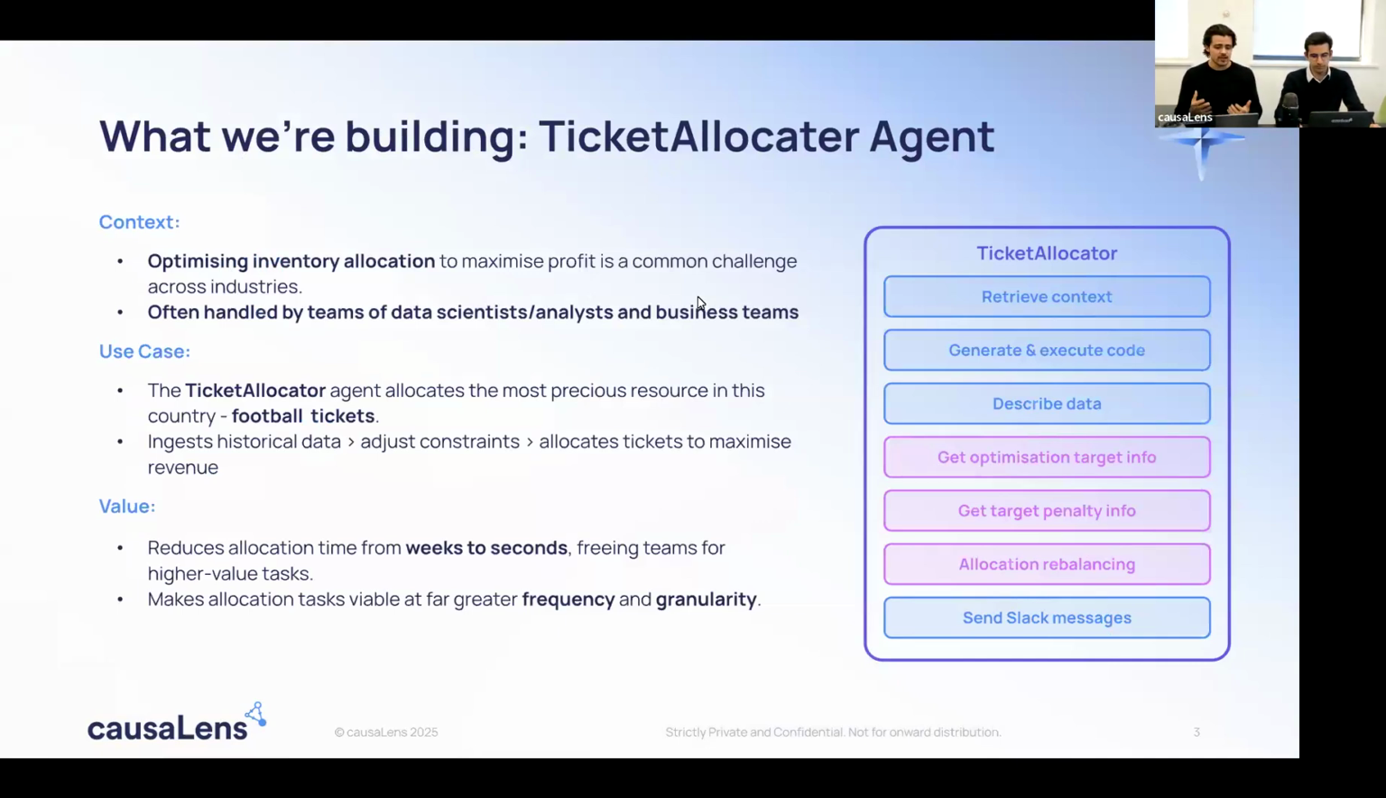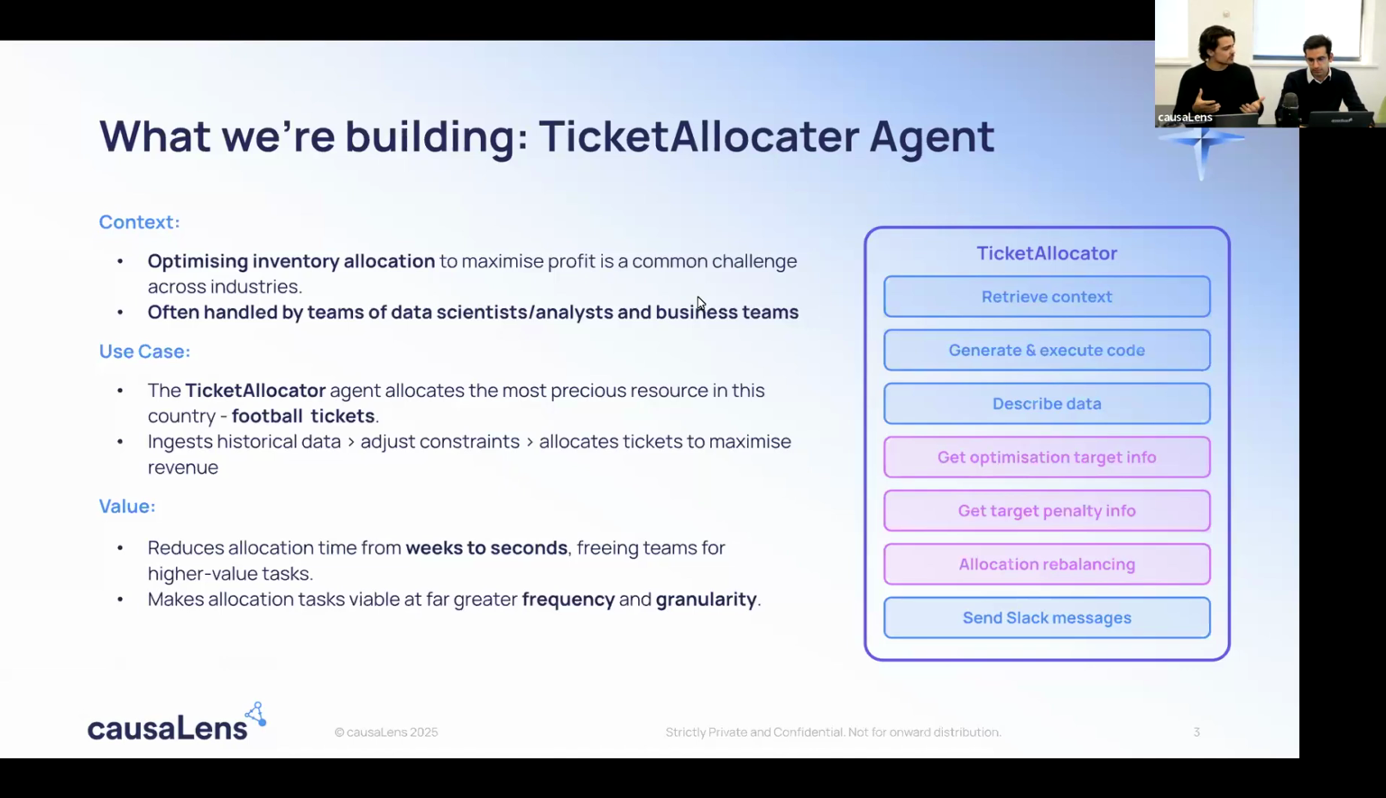Wonderful. So jumping into the use case that Darko mentioned, we're going to be building the ticket allocator agent. What we found through a customer engagement that we have is that optimizing inventory allocation is a really common challenge across industries. What we mean by optimizing allocation is that could be inventory of a certain good, or a volume of something. And you really want to optimize these things and prioritize a certain metric, whether that's profit or revenue or another metric of your choice.